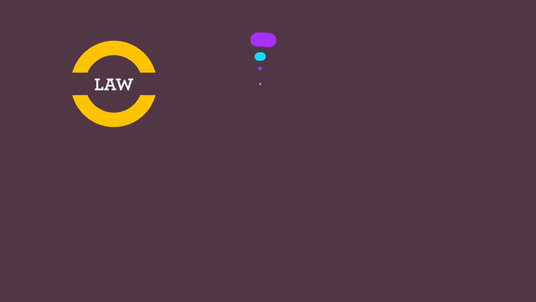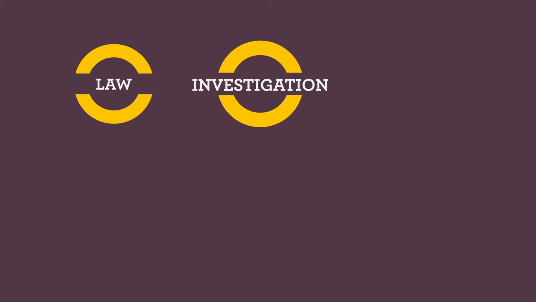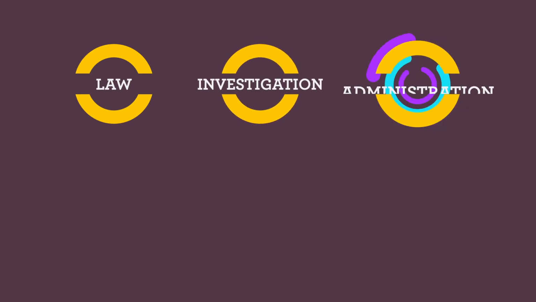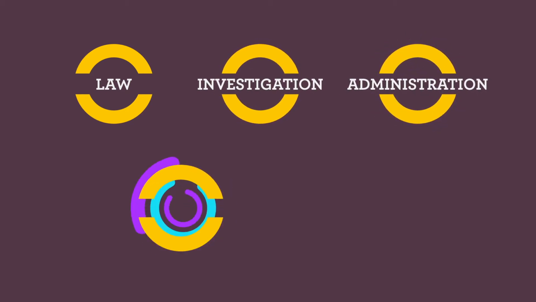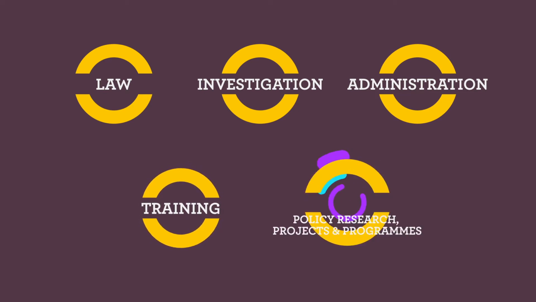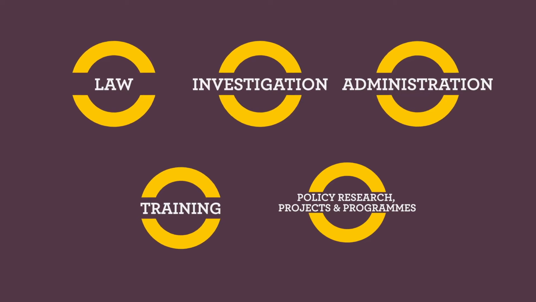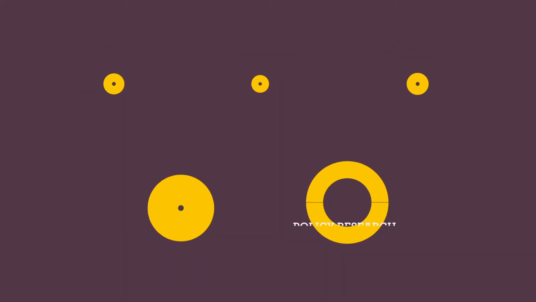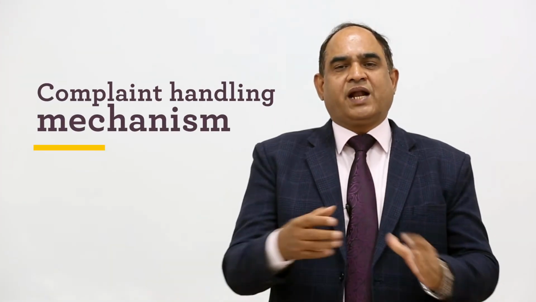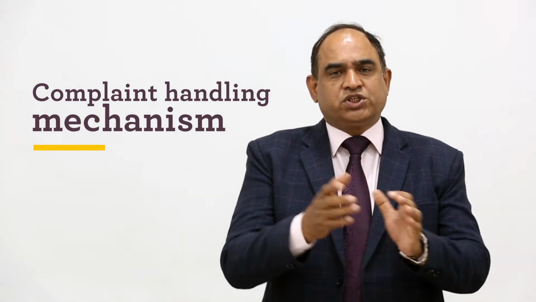Again, recall there are 5 divisions in the commission: law, investigation, administration, training and policy research division. So these 5 assist the Human Rights Commission in the discharge of the various functions which are provided under Section 12 of the Protection of Human Rights Act. I want to explain in some detail the complaints handling mechanism of the Commission.